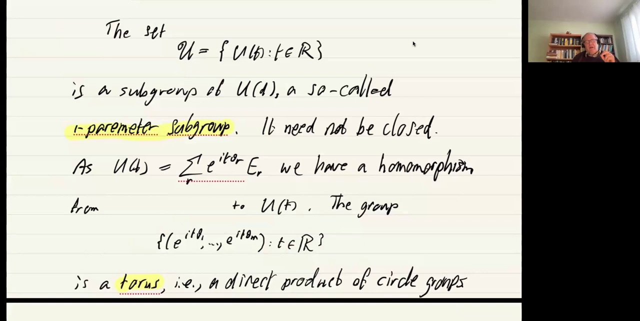But the example, and I'm not sure if I can draw this properly, but I'll give it a try, is to think about a curve on the torus.